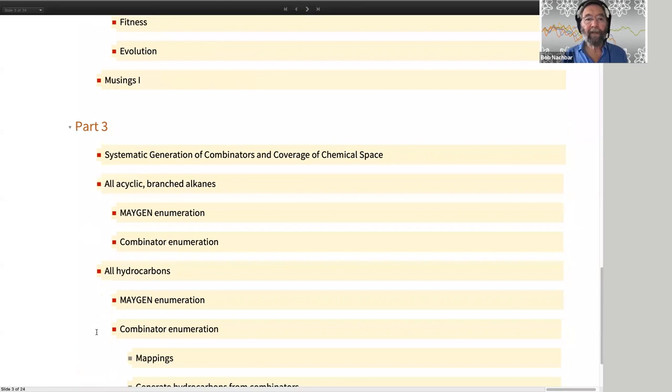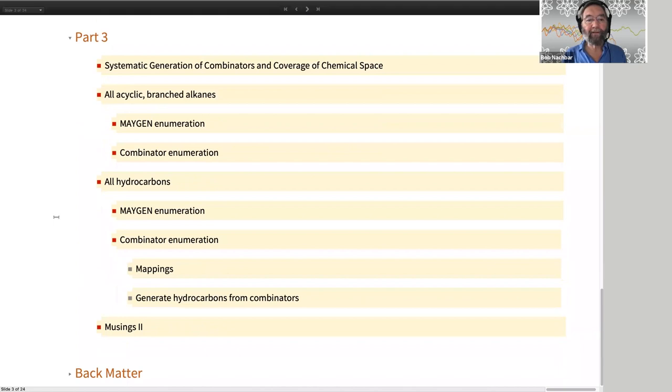The third part is a comparison of the methodology with combinators to see how well they actually cover chemical space. And we can enumerate all possible chemical structures with MAGEN software. And I will be comparing the results that we get with combinators against an exhaustive enumeration that's possible with MAGEN. This part here, we probably won't be able to get into. Be more than happy to talk about it with you afterwards during one of the social sessions.